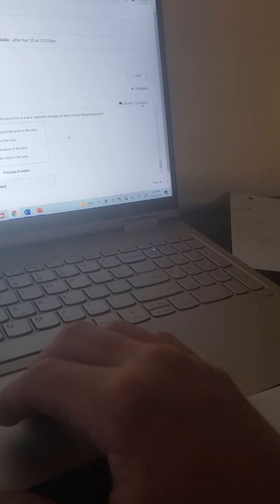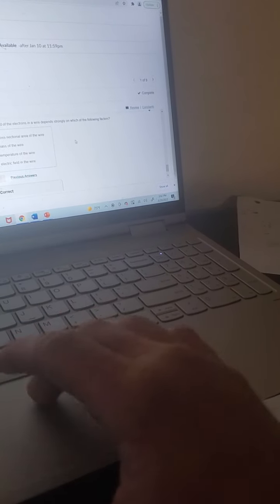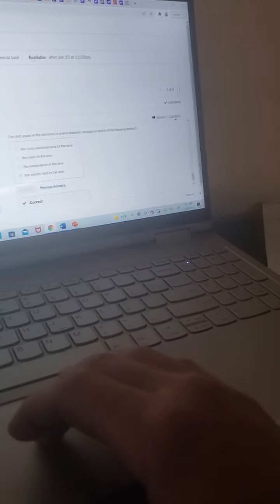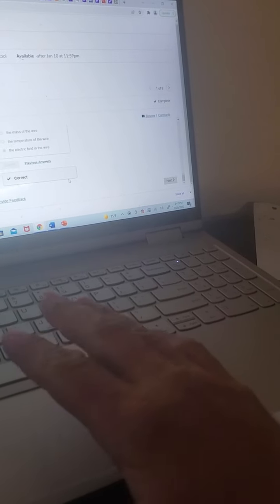So, that being stated, we have our choices: cross-sectional area of the wire, mass of the wire, and temperature of the wire. None of that is in our formula for drift speed, or for force, which is related to drift speed. However, electric field is. Therefore, I chose the electric field in the wire, and that's all.